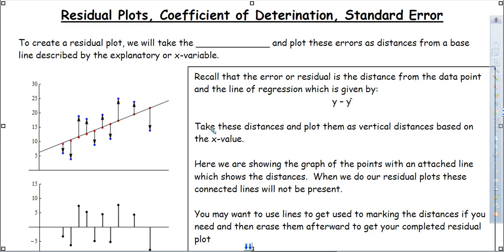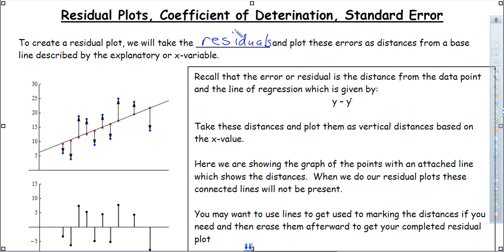Okay, today we're going to talk about residual plots, the coefficient of determination, and the standard error of regression. So let's start our conversation about residual plots. To create a residual plot, we're going to take the residuals or the errors and plot these errors as distances from a baseline described by the explanatory or x variable. So we're going to look at residuals.